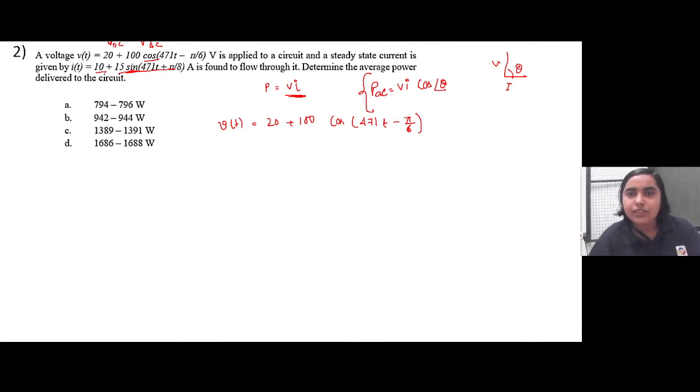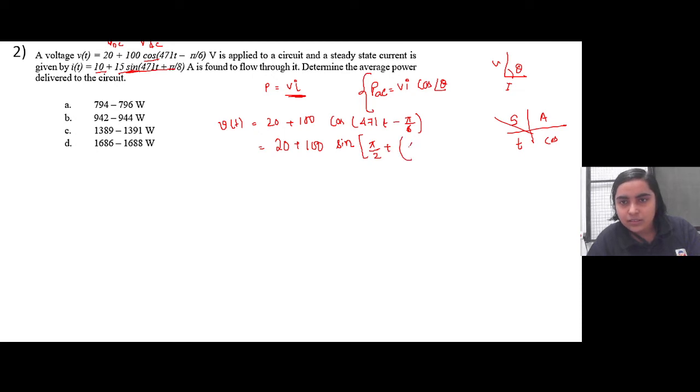Now if you are to convert it to sine, we know that in this quadrant all is positive, here sine is positive, tan, cos, right? So sine is positive in the second quadrant also. So 20 plus 100 sine of, we can write this as pi by 2 plus 471t minus pi by 6. Since we know cos theta is equal to sine of pi by 2 plus theta, right? So we are writing it in terms of sine.